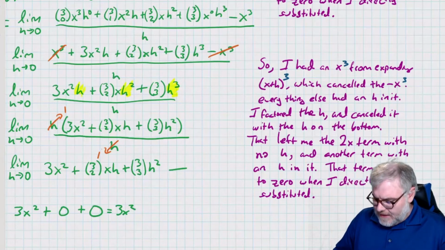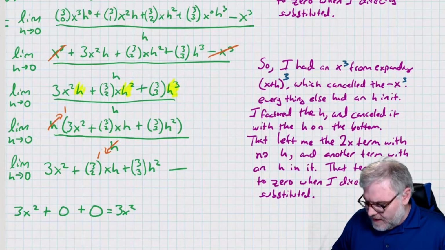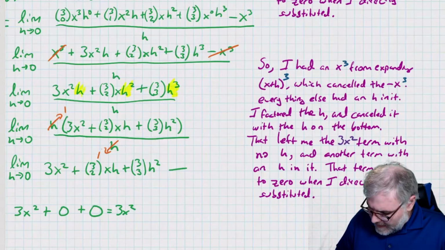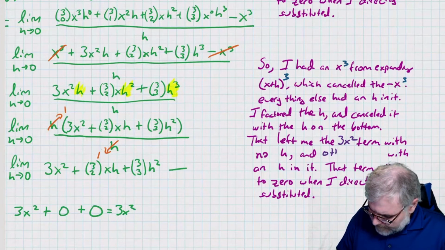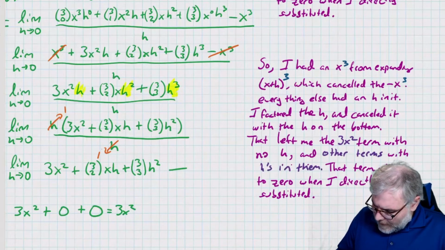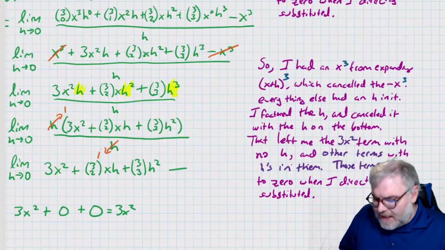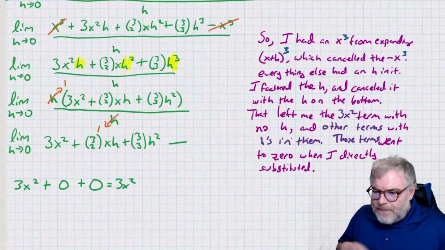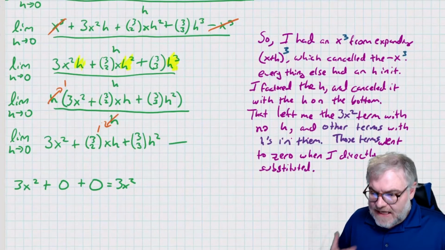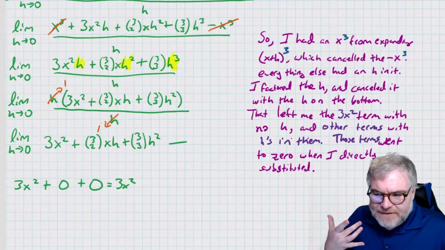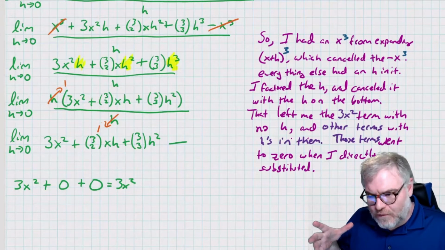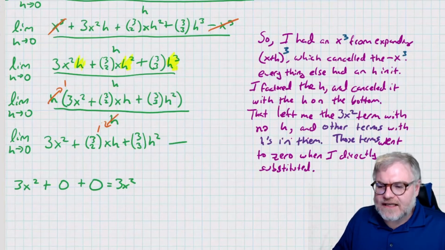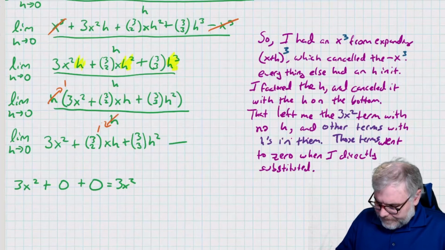Everything else had an h in it. I factored the h and canceled with the h on the bottom. That left me with the 3x squared term with no h in it, and other terms with h's in them. Those terms went to 0 when I directly substituted, and I was left with the 3x squared. So basically the entire same set of directions, except I had to change the plurals of the words, change those to 3's, and change this to a 3x squared instead of just 2x.